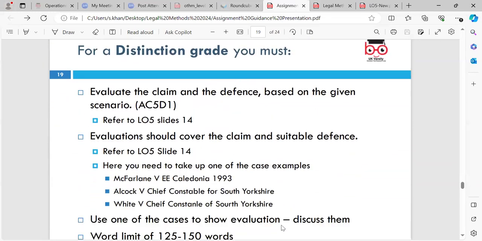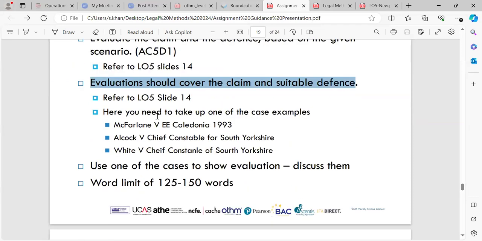Now, to gain a distinction for that, you need to evaluate the claim and the defence based on the given scenario. So here you need to look at AC 5D1 and refer to learning outcome 5, slide 14. The next element to get a distinction is that the evaluation should cover the claim and suitable defence. You need to refer to learning outcome 5, slide 14.